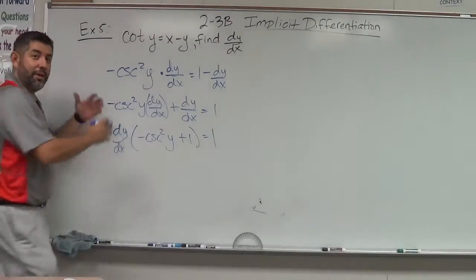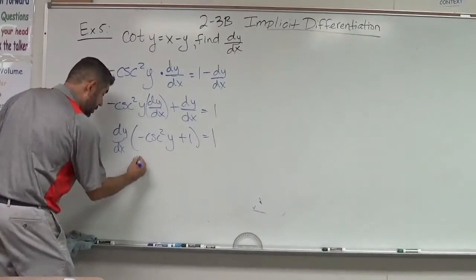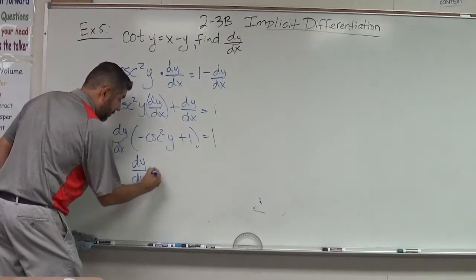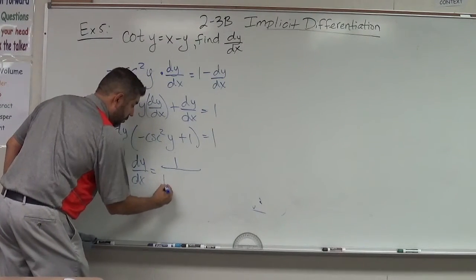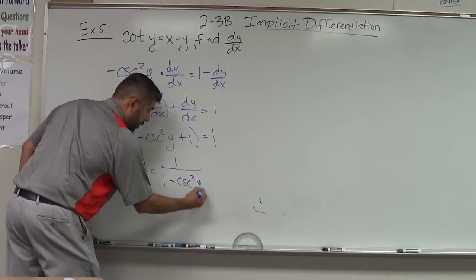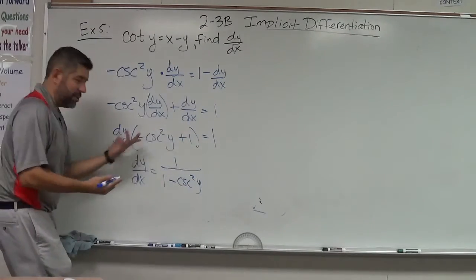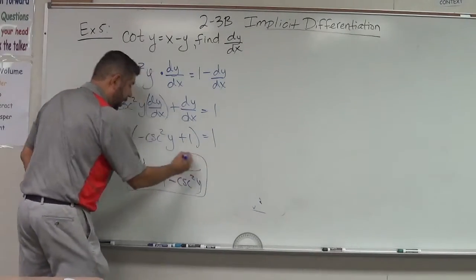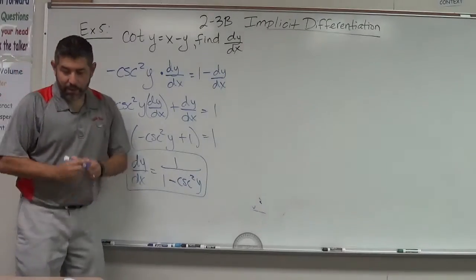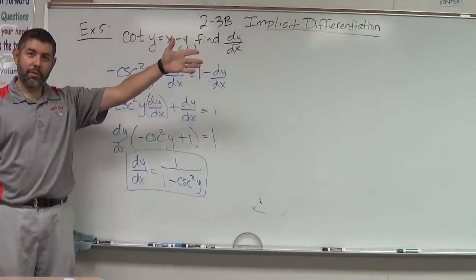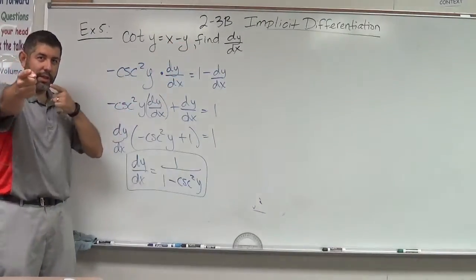Next step in the procedure, move it over. dy/dx equals 1 over (1 minus cosecant squared y). I just switched the 1 and the minus, okay? So don't get too scared about that. There we go. Implicit differentiation later.